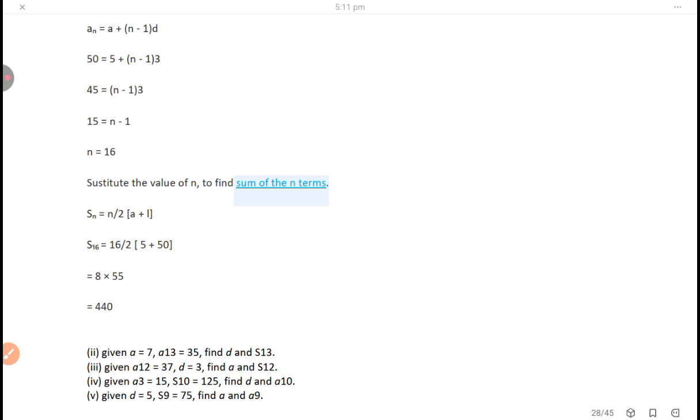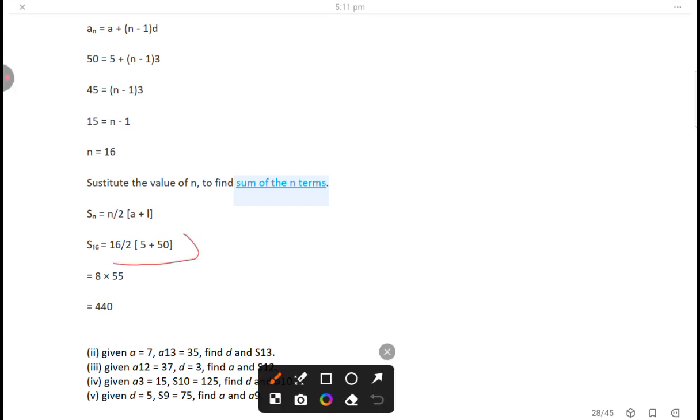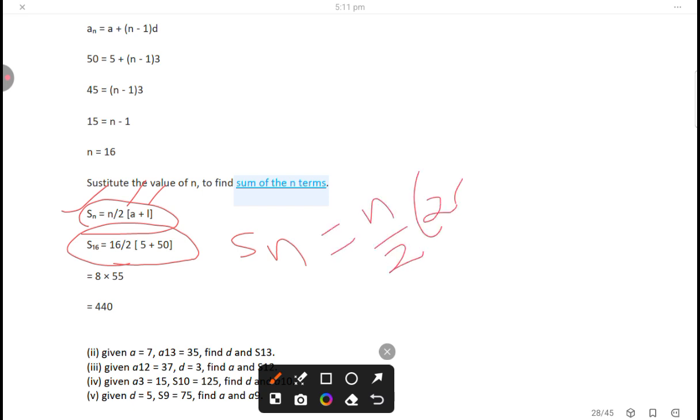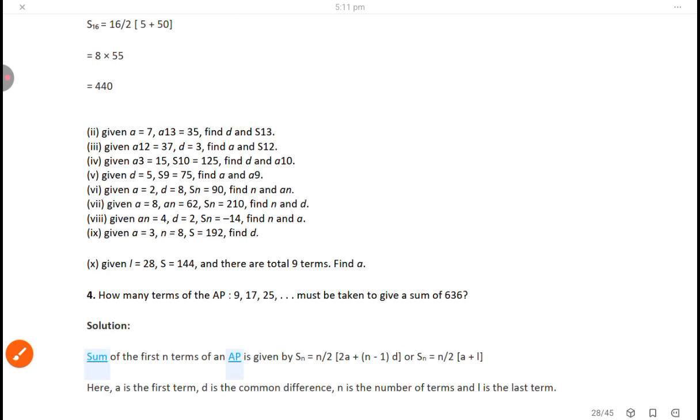Once you know n, you can find the sum of the n terms. You know n, and you know the first term and last term. There are two formulas for Sn. If you know the first term and last term, you can use this formula. If you know the common difference, you use this formula: n by 2 times (2a plus (n minus 1)d). So you can find this. Similarly, you can do it for the other questions and find the solutions.